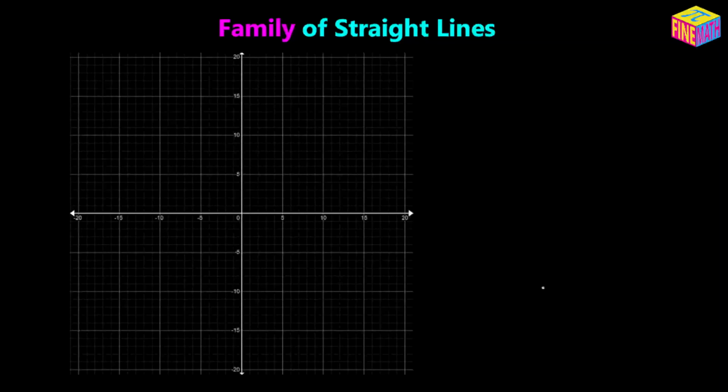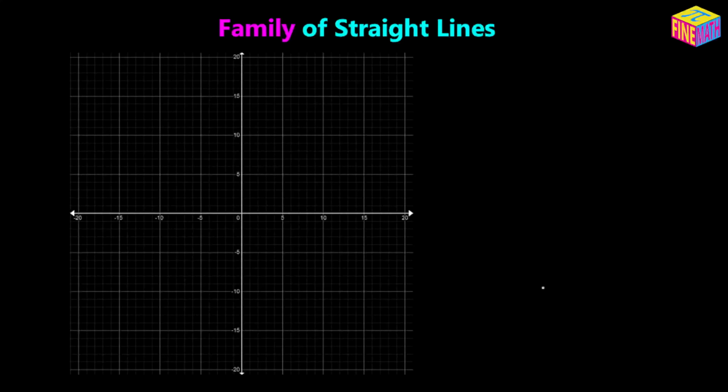Hi everyone. In this video, we are going to discuss the various types of equations of a straight line that represent a group of straight lines, or a set of straight lines, or a family of straight lines, instead of a single straight line. What is the most common equation of a straight line that we know?